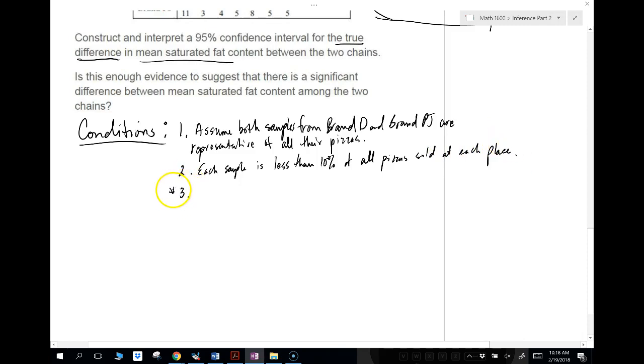Here's a different one here. Number three is different for this. Both samples are independent. What we don't want to have happen is we don't want any pizzas in both places, right? We can assume that no pizza came from both restaurants.